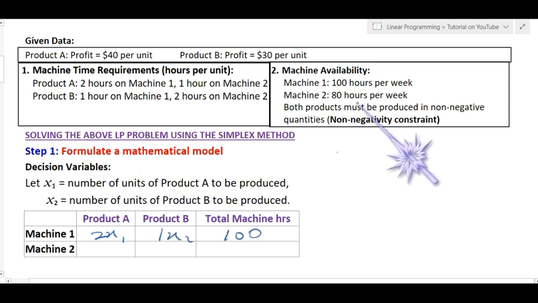Machine 2, 80 hours per week. So we have 80, and for machine 2, we have product A, 1 hour on machine 2, so that's 1X1. Then product B, 2 hours on machine 2. That is 2X2, and the total must not exceed 80 hours. That is the tabular form of this problem. Whatever the quantity of X1 and X2 we're going to produce, it should satisfy this table. So from here, I think we can formulate our linear programming model.